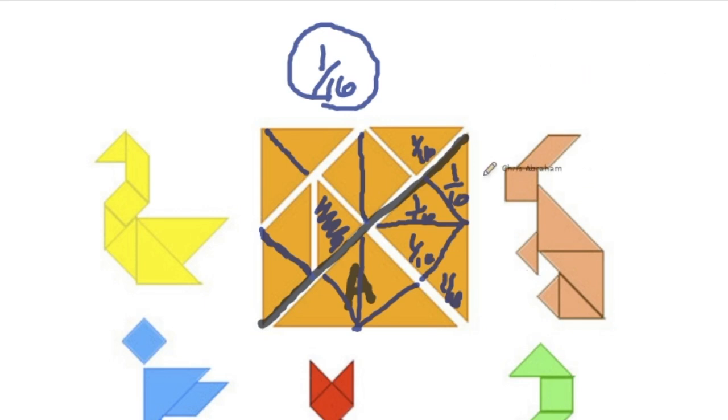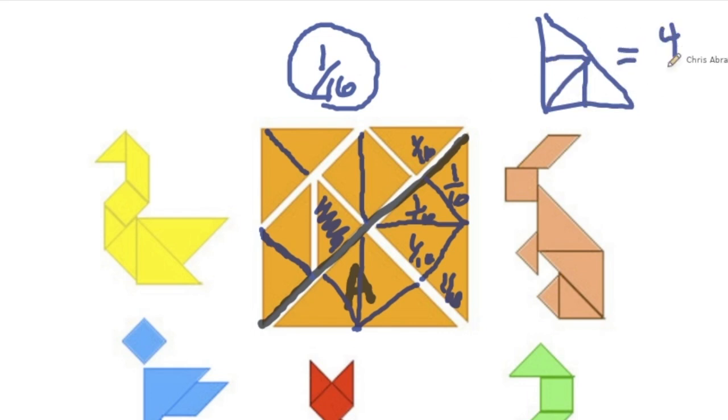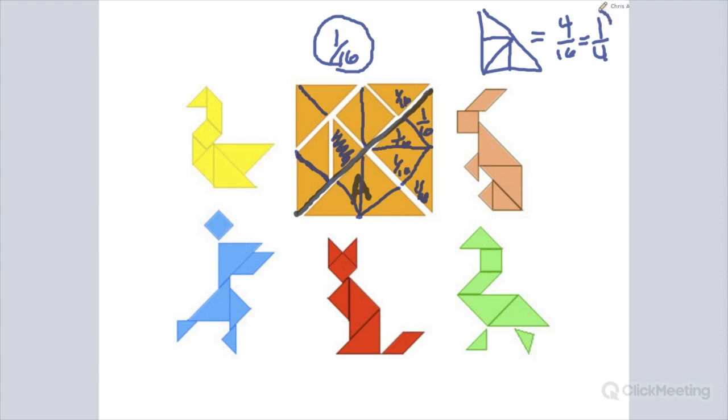So let me show you visually. That big one right here, which is made up of 4 tiny triangles, each that are 1/16 of the whole, is really 4/16 or 1/4. Okay, this is just another way of getting to that big triangle represents 1/4 of the whole.